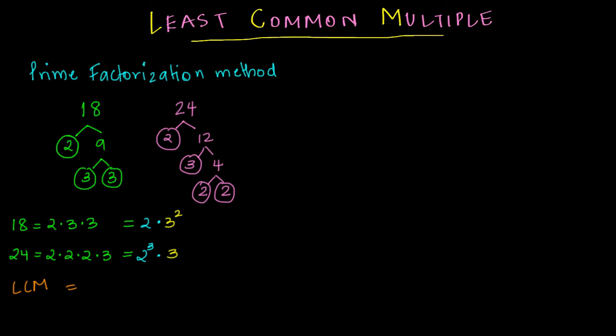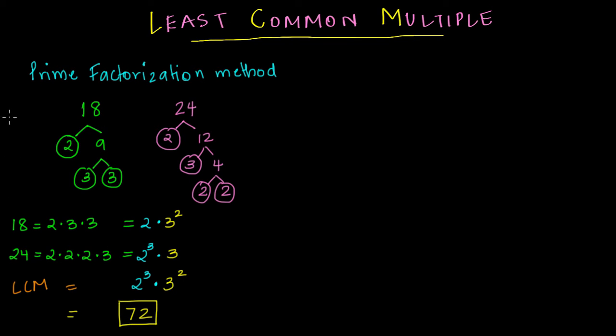So let me try and use the same colors. And now if you look at 3, 3 squared is the highest power for 3. And again, you know that the LCM is a multiple of 18. So 3 squared has to be a part of the LCM. And so the LCM is 2 cubed times 3 squared, which is 8 times 9, which is 72. And it's as simple as that.